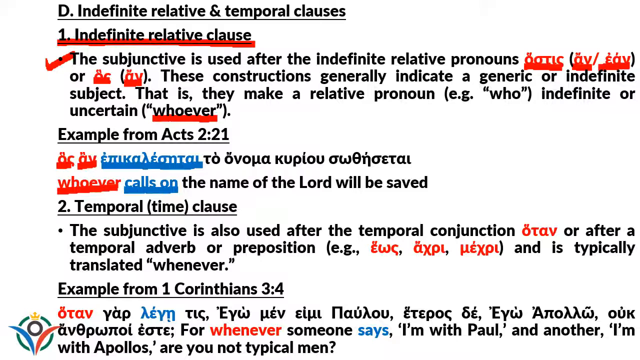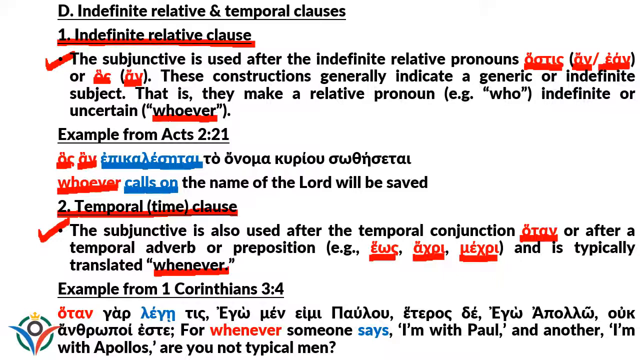And then let's have a look at the temporal clause, and when you hear the word temporal, I want you to think time. That's why I've put it in brackets there. So what is the temporal clause? The subjunctive is also used after the temporal conjunction hotan, or after a temporal adverb or preposition. So here are some common examples. We have heōs, achri, or mechri.